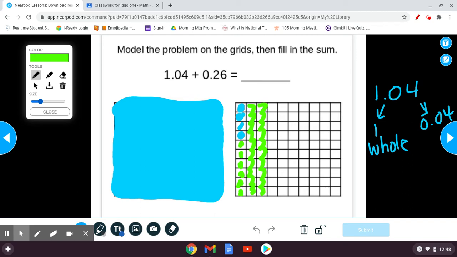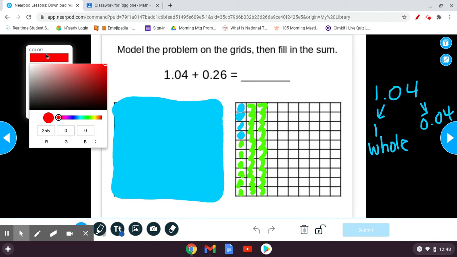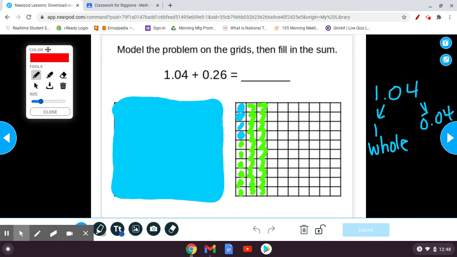So now I can go ahead and figure out my answer. So what I'm going to do is take a look. I know that I have one entire grid filled in, and this represents one whole.